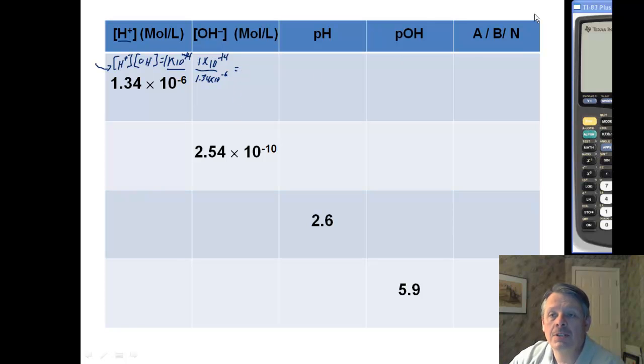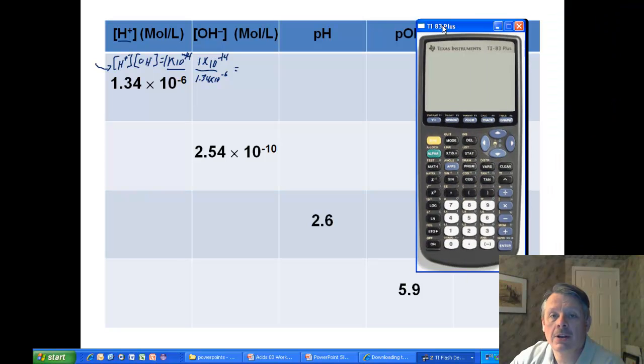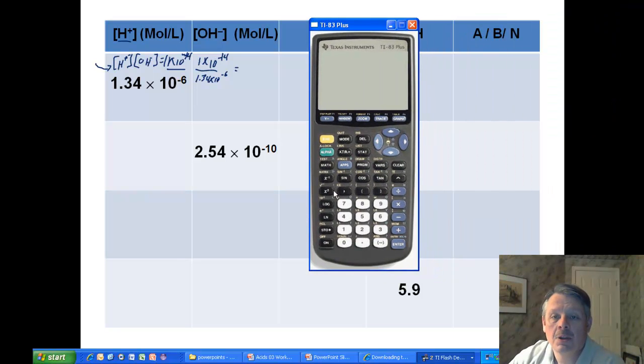All right, so let's see how we actually do that on our calculator. All right, we take 1. Hello? 1. Talk to me. How about I turn it on? Am I on? Aha! There we go.